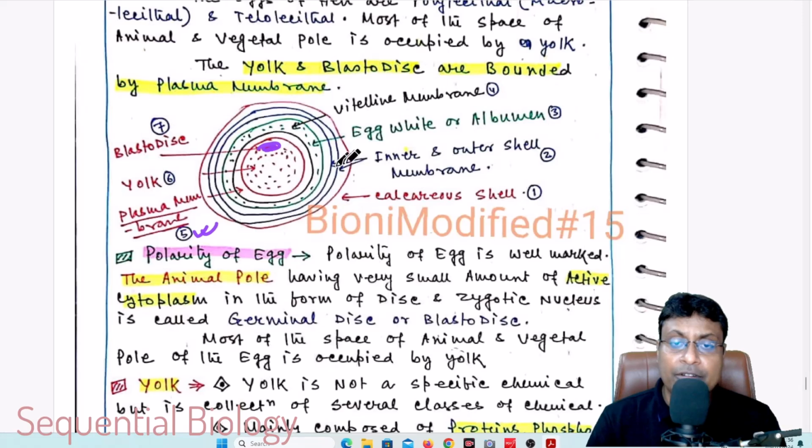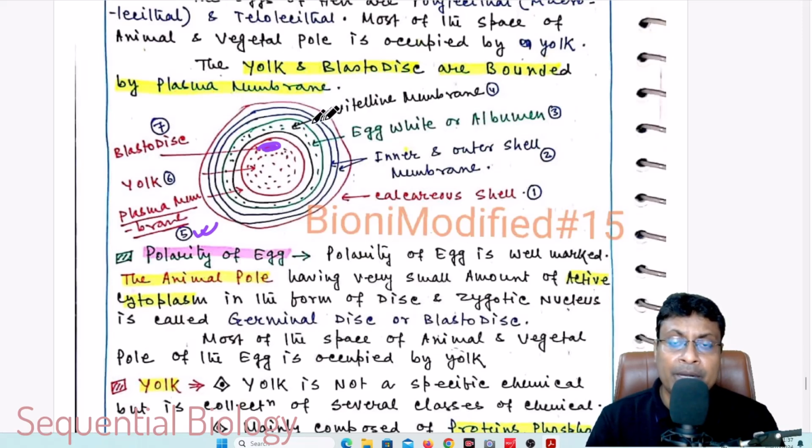And just after the calcareous shell, there are two membranes, the inner and the outer shell membrane. So this is the second membrane. And just inside of this shell membrane, there is the third membrane which is known as the egg white or the albumin. This is the albumin, and you know, this is mainly made up of protein. Just inside of this albumin or the egg white, the vitelline membrane is present.